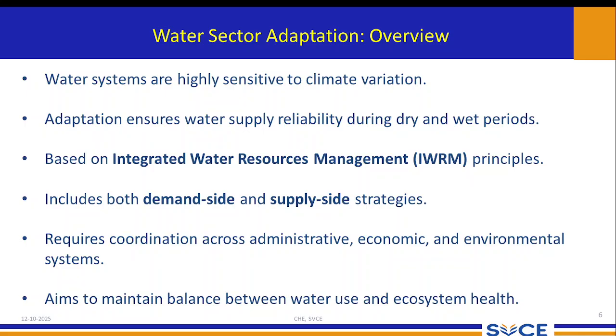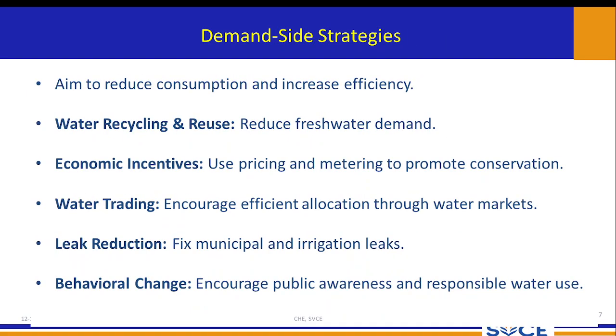So we have seen that integrated water resource management, as well as its principles, includes both demand side and supply side strategies, requiring coordination across administrative, economic and environmental systems, aimed to maintain balance between water use and ecosystem health. Coming to the demand side strategies, they aim to reduce consumption and increase efficiency: water recycling and reuse reduce freshwater demand. Economic incentives use pricing and metering to promote conservation, and water trading.